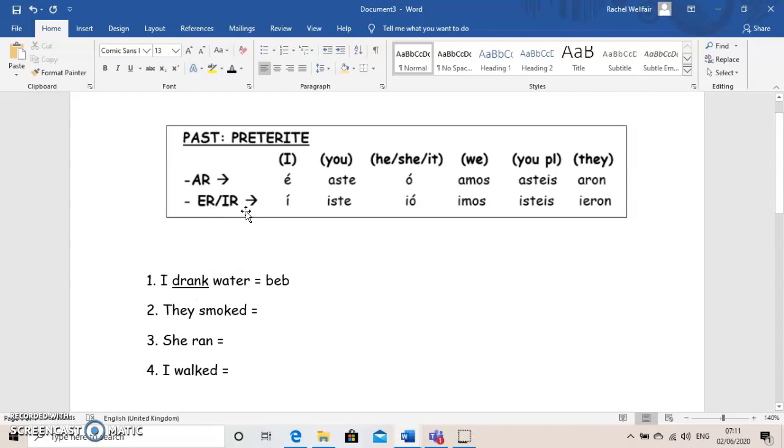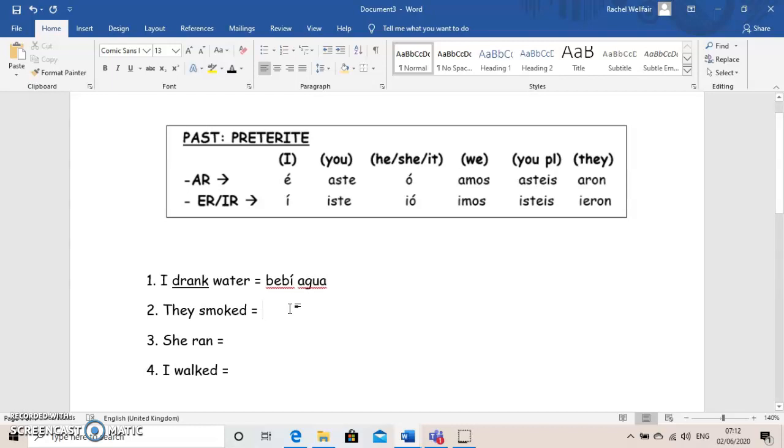And then the next step is look, what is the subject of the verb? Who is doing the verb? And it's I. I drank water. So ER, go across until we come to I as a subject. And we find that the ending is í with an accent. And that's it, all in one word. Bebí means I drank. And then we just need to add water, agua.